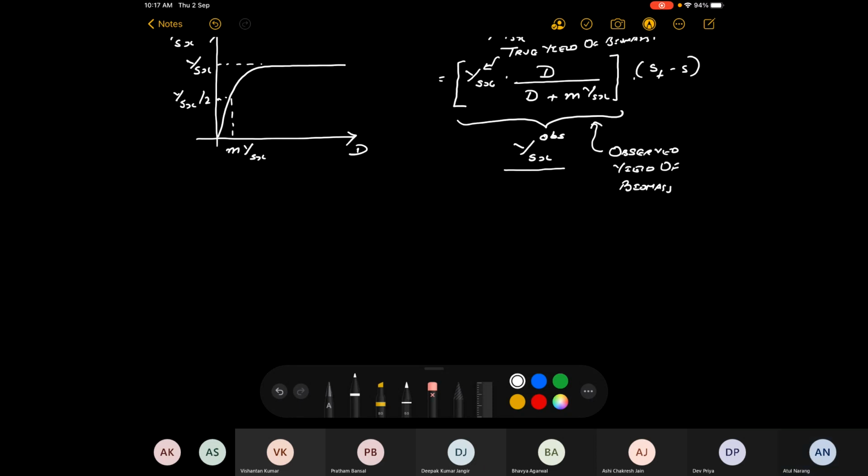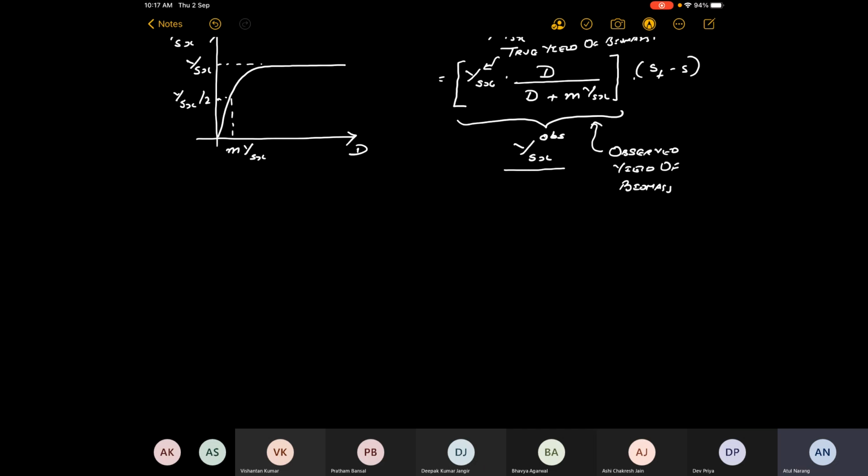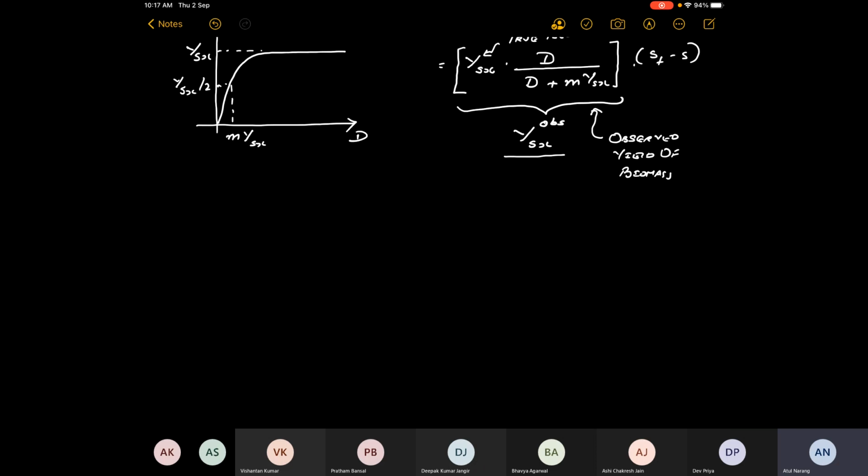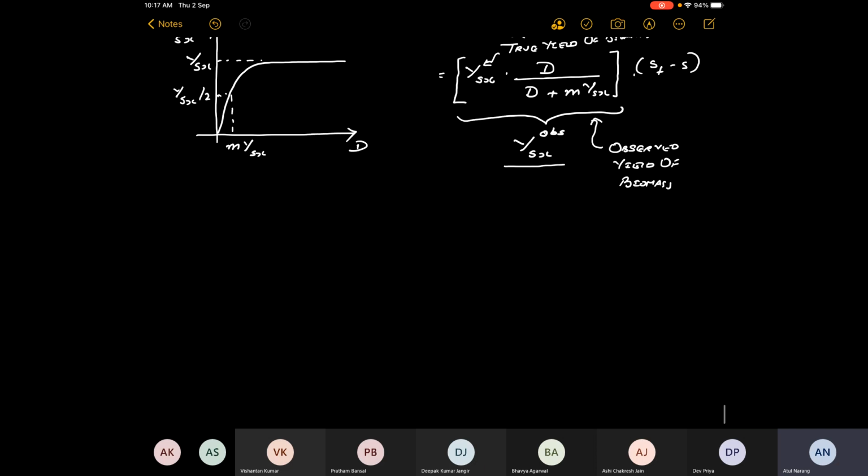Actually, let me do multiple cases here. So first, let's start. I'm showing you a general principle of how to get the parameters from the data. So let's take case one. Let's say mu equals mu m times s over ks plus s. And let's say you want to find out mu m and ks.